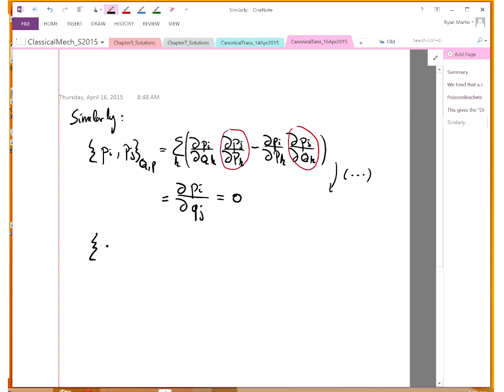And lastly, we can evaluate lowercase qi Poisson bracketed with lowercase pj. What you'll find there is that it's going to be equal to ∂lowercase qi by ∂lowercase qj, and that's equal to 0 unless i equals j. And we call that the Kronecker delta.